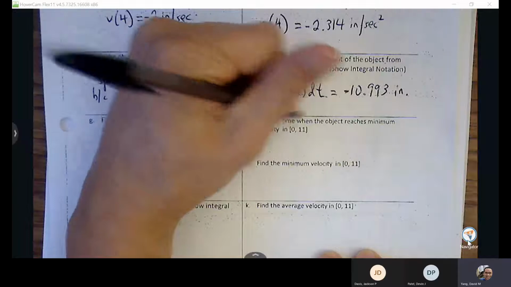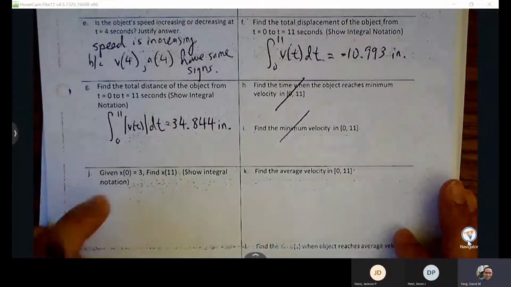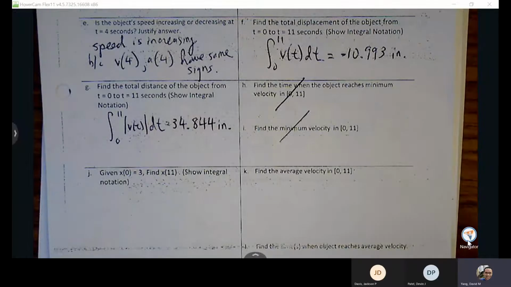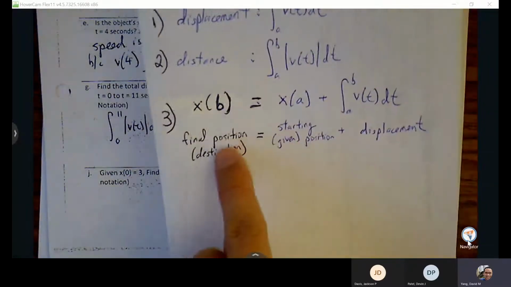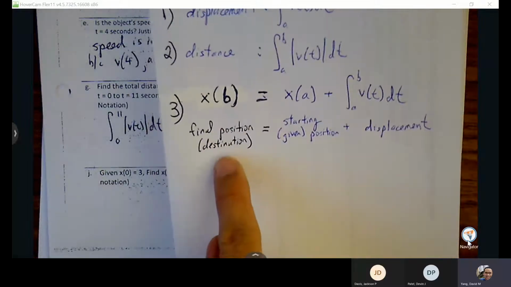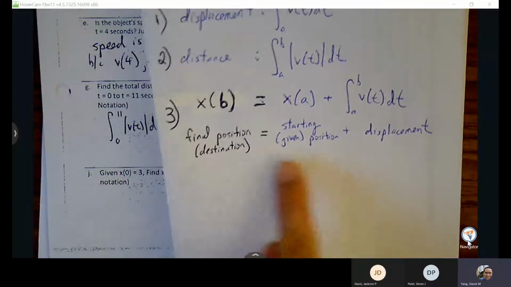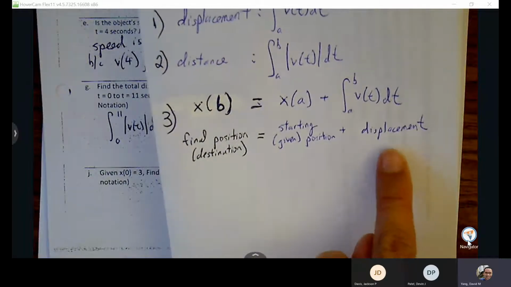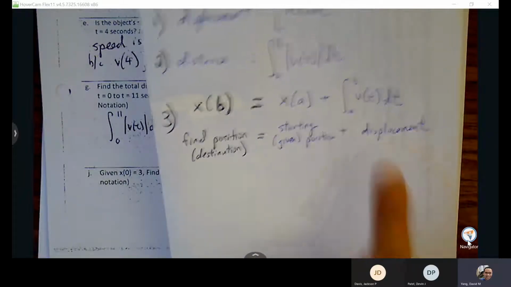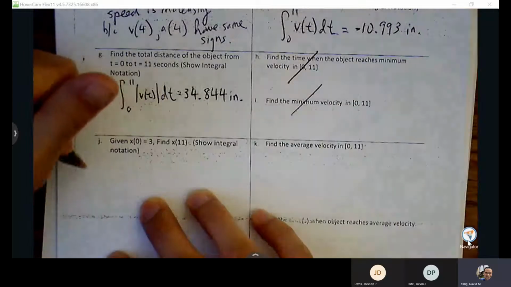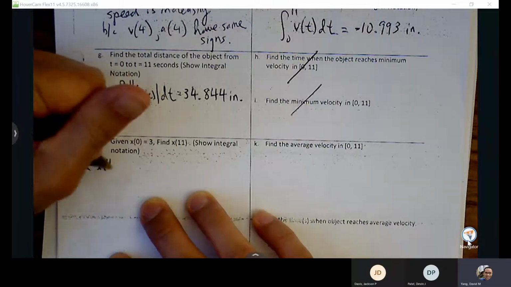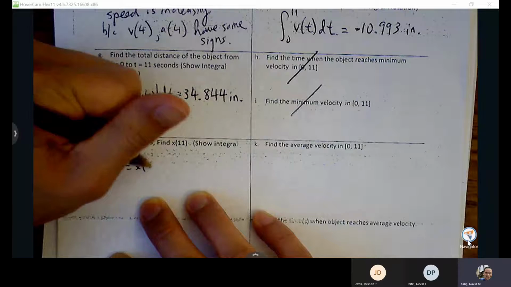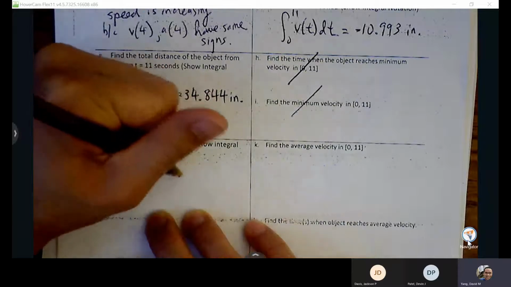Don't worry about H and I, you can cross those out. So J says find a specific location. Now we have to involve this formula here. Find any position, any destination position I'm looking for. I'm going to have a starting location plus however much progress I made over that interval. So here's my formula: X of final position equals initial position plus displacement.